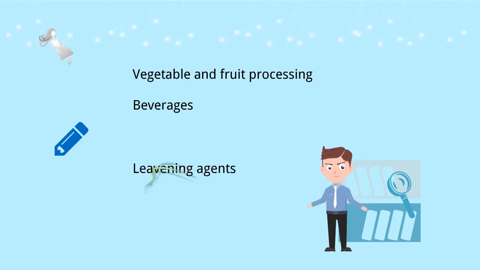Phosphate salt can react with sodium bicarbonate to form acidic salts and release carbon dioxide, which functions as leavening agents. For example, MCP is used in bakery food to increase carbon dioxide releasing rate.